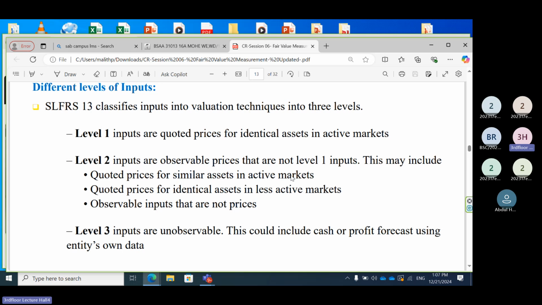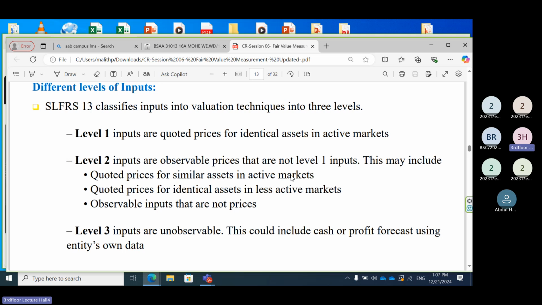If you have a scenario to do this level 1, level 2, level 3, you have to have a proper understanding of the inputs they are using for the valuation. It's a highly possible area in the exam paper. Decide the level of the valuation.